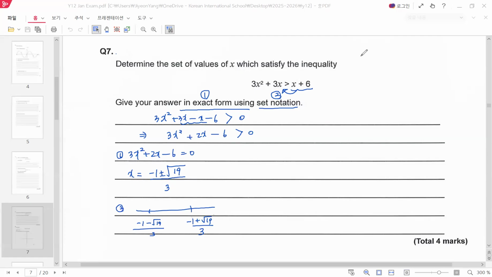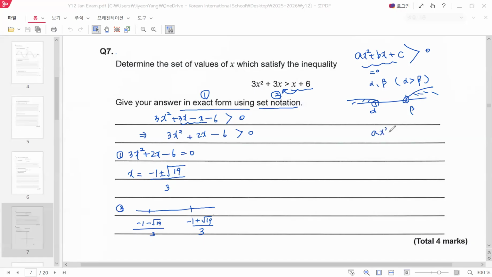And please keep in mind, if the quadratic inequality is in the form of bigger than 0, and its roots are alpha and beta, where alpha is bigger than beta, then you need to choose the outer part.